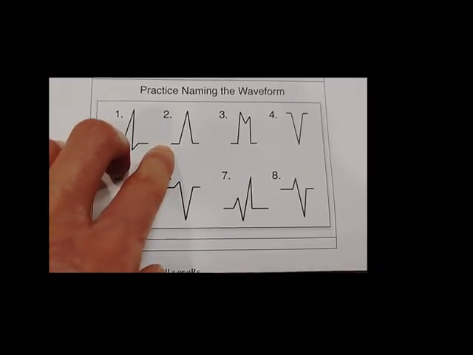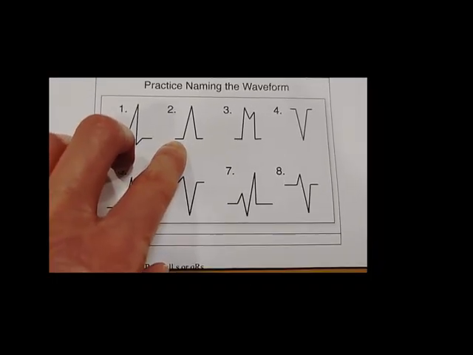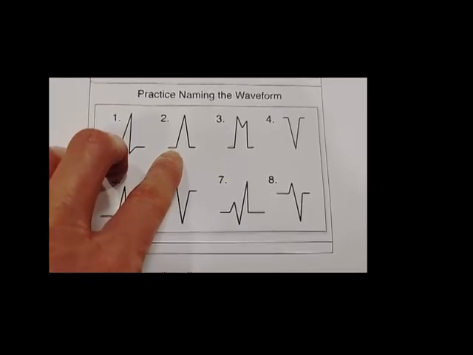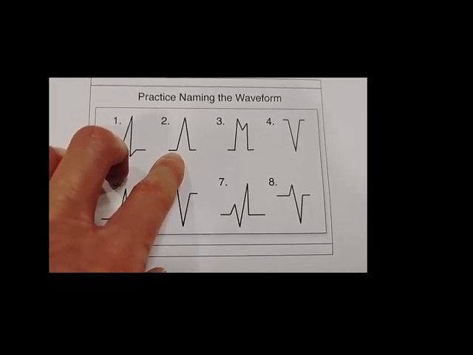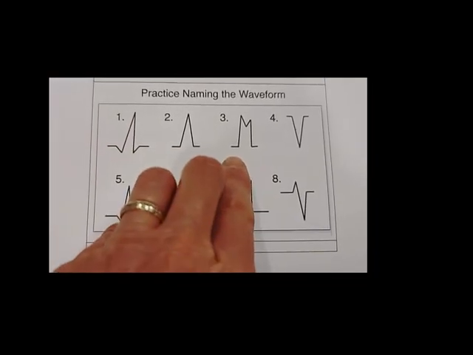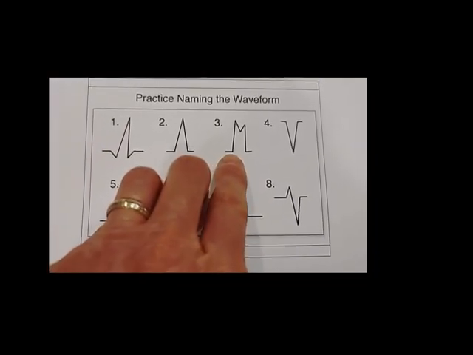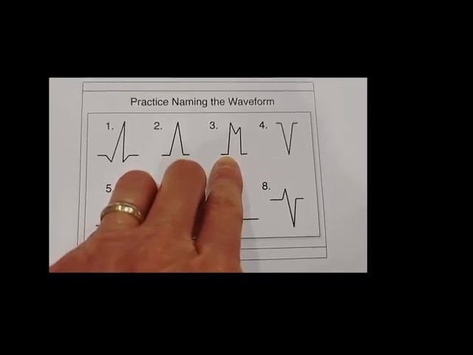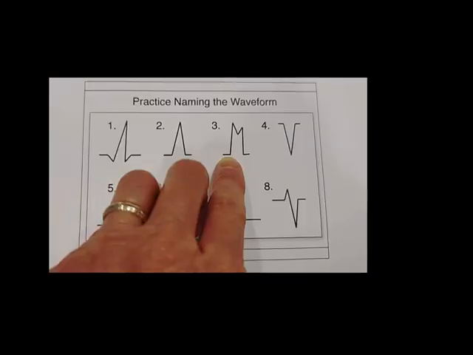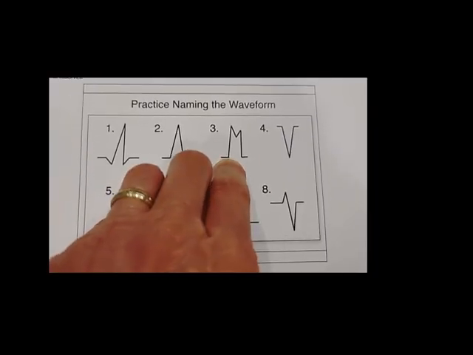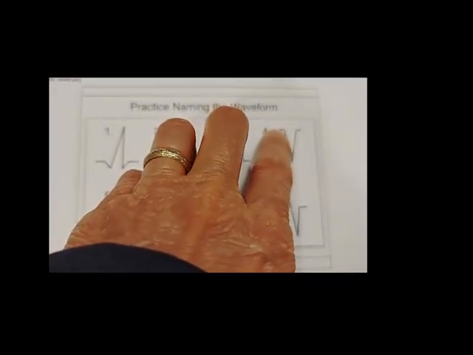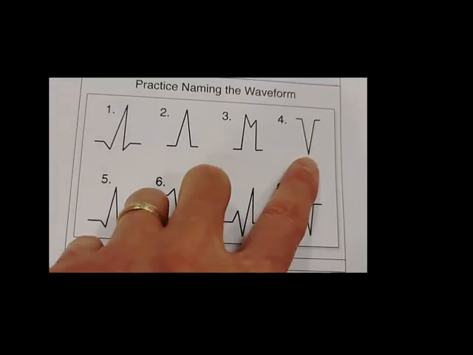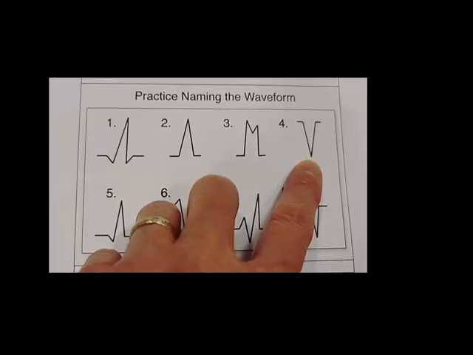Number 2, we have isoelectric line, and at the beginning of our QRS it is positively deflected, so there is not a Q wave. Number 3, we have isoelectric line and our QRS begins to go upward or positively deflected, so again we do not have a Q wave. And number 4, we have isoelectric line and then it goes straight down. So this is an example of a Q wave actually without an R wave.